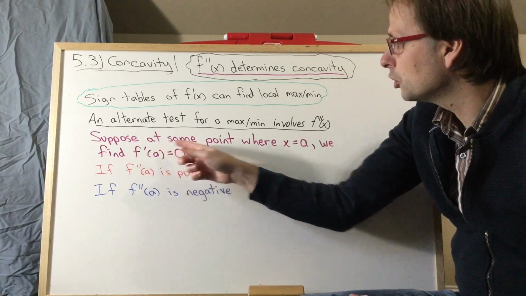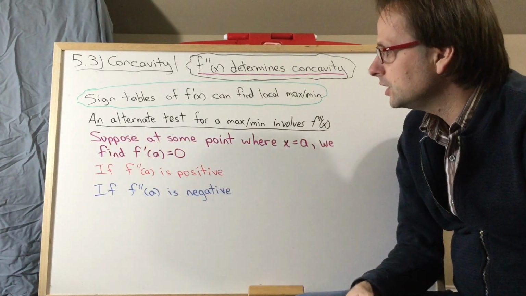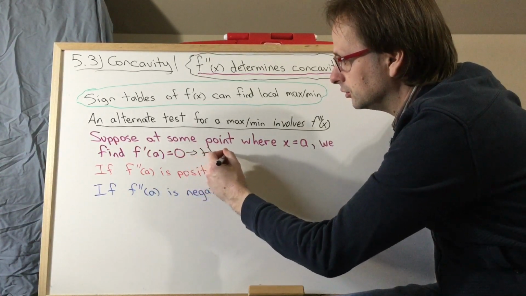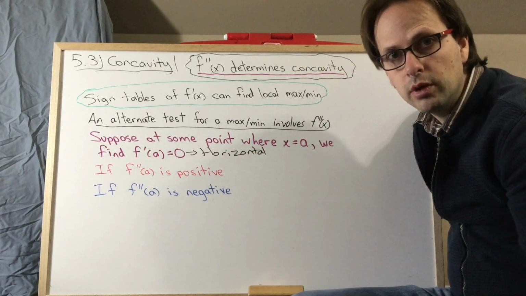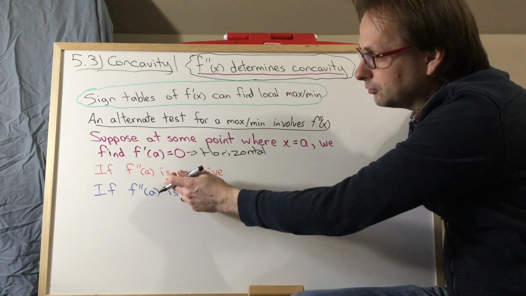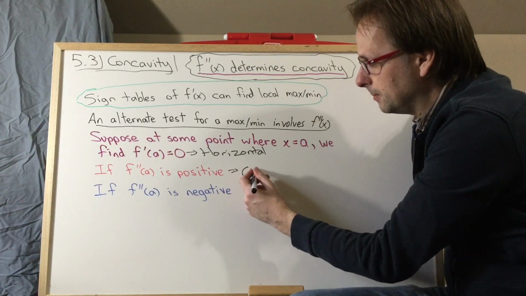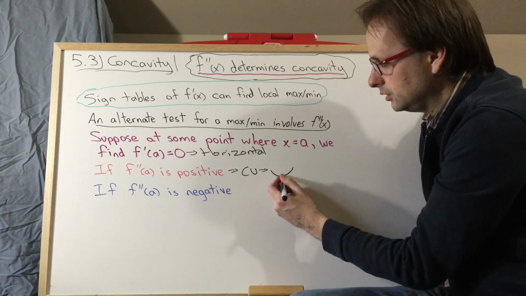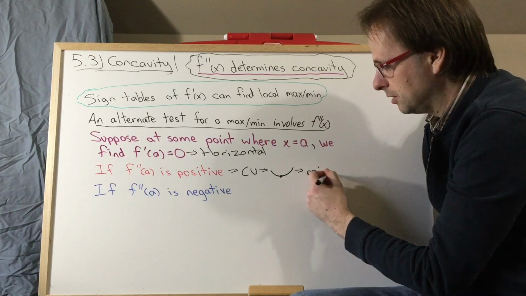So when it says this here, suppose at some point where x equals a, some value, we find that f prime at a is 0. That means we've found a point where it's horizontal. So if you're at one of these horizontal spots, and then you find out also at that spot that f double prime is positive, that means you're concave up. Let's draw that. If you're concave up, and you're also horizontal, this must be a minimum value.